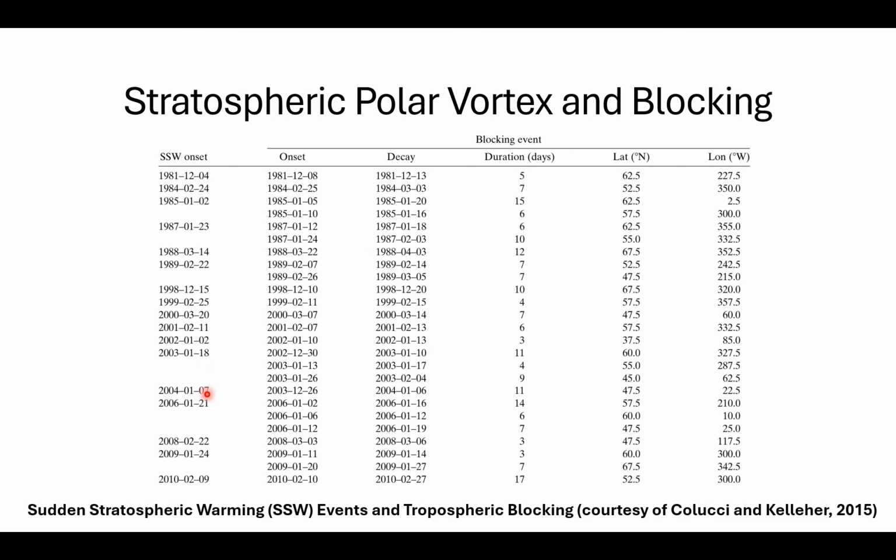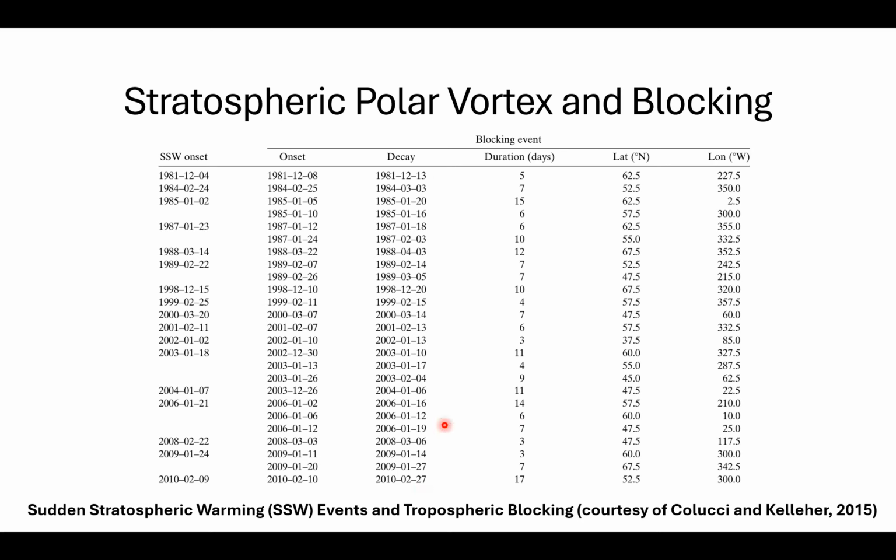Keep going down here. Let's go more recent here. How about 2010? In 2010, February the 9th, we had a sudden stratospheric warming beginning. And literally a day later, we already had the onset of a blocking pattern, which then decayed 17 days later on the 27th of February.